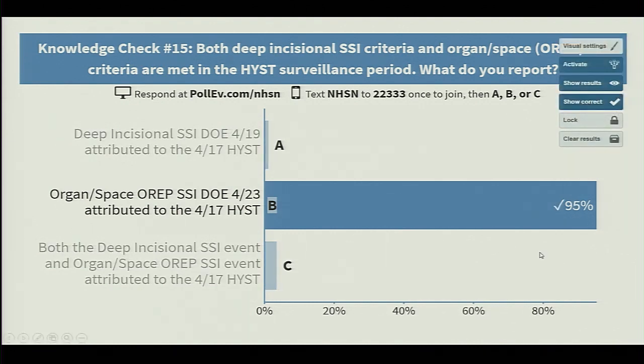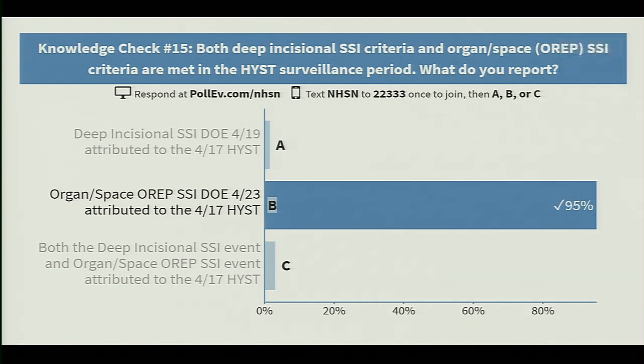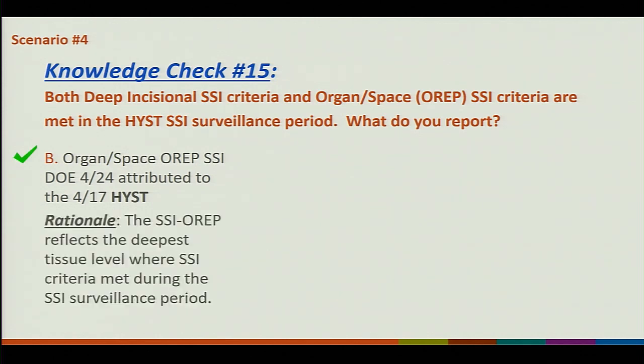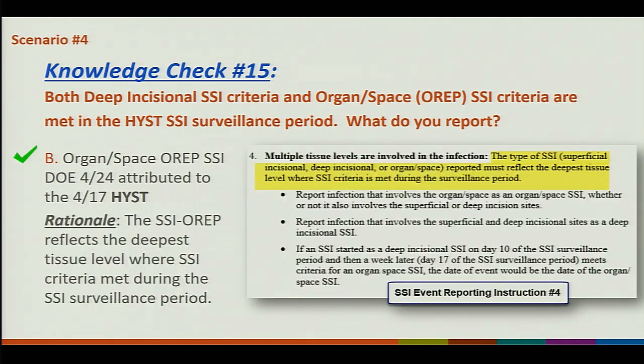Correct answer is B. Organ space OREP SSI date of event 423 attributed to the 417 HYST. Great job. 95% correct. I'm very proud of you. Very proud. So organ space OREP is reported because remember this reflected the deepest tissue level where SSI criteria was met.